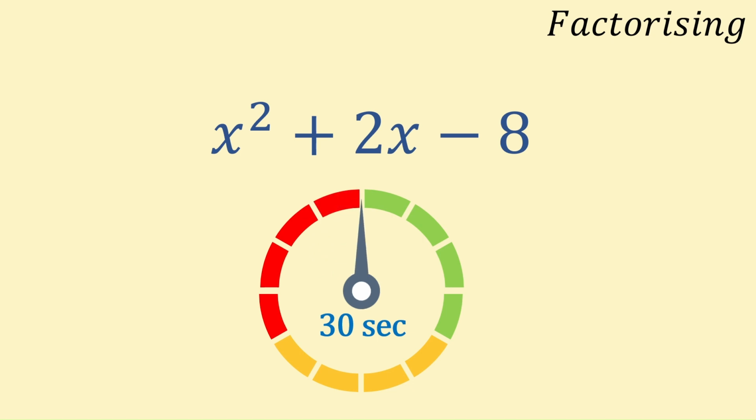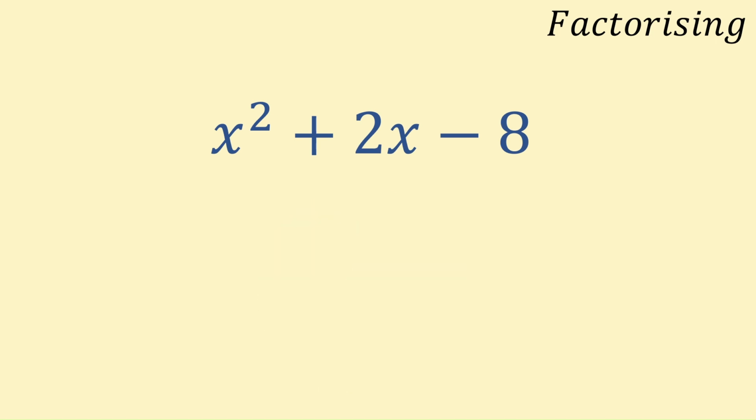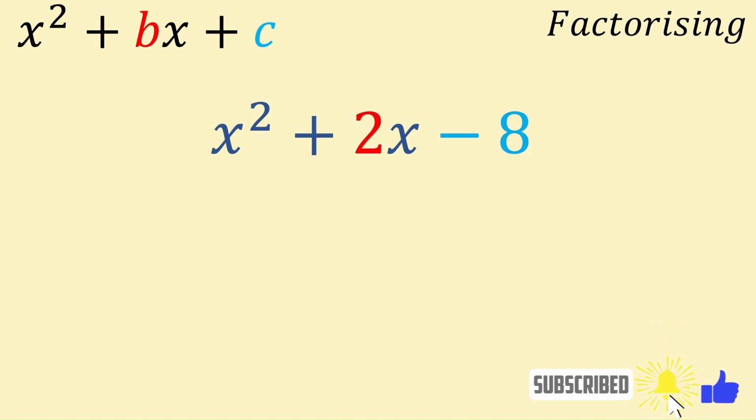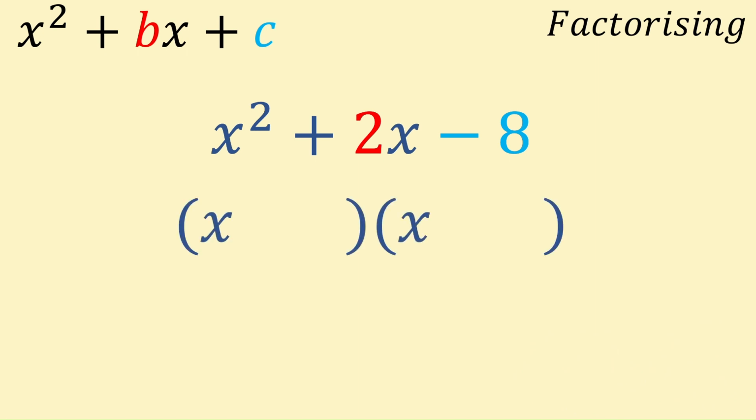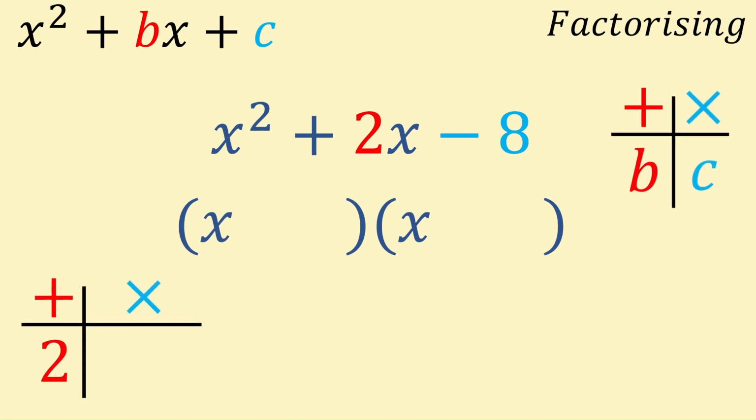Cool. Now that we've had a go, let's take a look at the solution. First, identify the numbers b and c. b is 2 and c is negative 8. Like before, set up two brackets that both start with x. This is the first part of our factorised answer. Here's the grid again. We need to find two numbers that add to 2 and multiply to negative 8. Simply just list out the factors of negative 8.